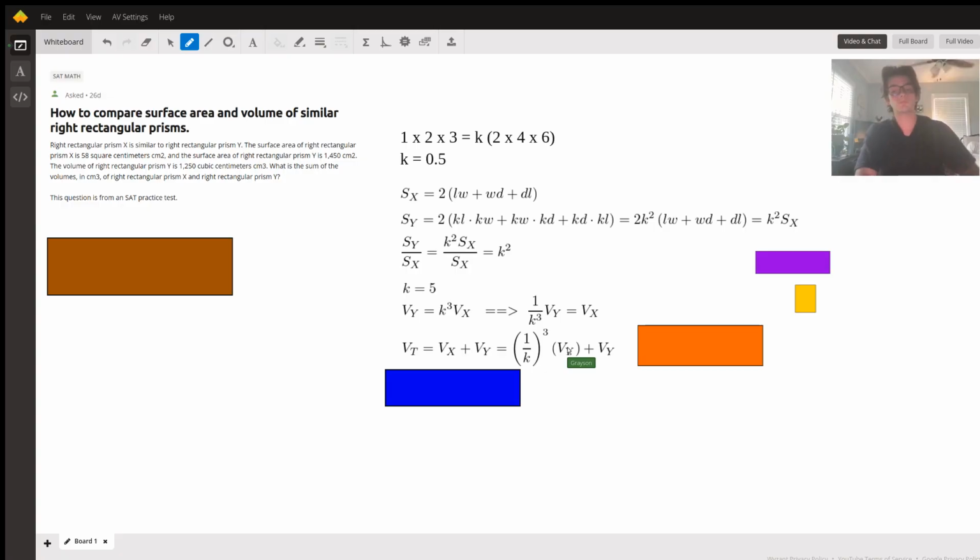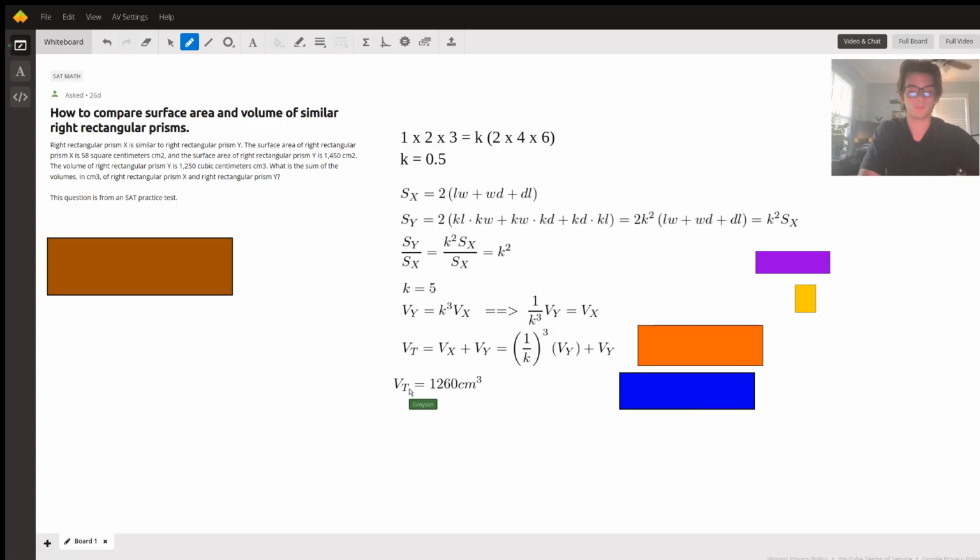So our Vy, which is 1250, divided by k cubed, which is 125, is going to give us 10. 10 plus the original 1250 is going to give us 1260, which is our V total. So our total volume of both rectangular prisms is going to equal 1,260 centimeters cubed. All right, great.